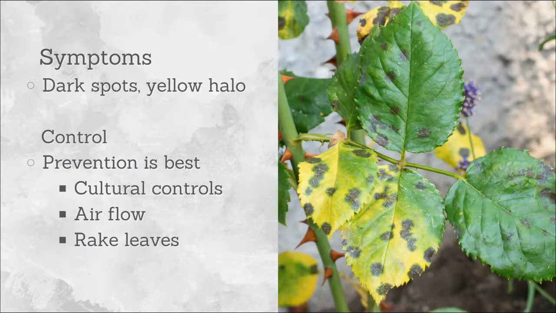Prevention is the best control. It comes back to cultural controls, allowing airflow. If there are a lot of leaves, or if they're really close together, there's not proper air coming through. If you do see something, cut it off and dispose of it, or at the end of the season, rake, so that it's not sticking around over the winter.